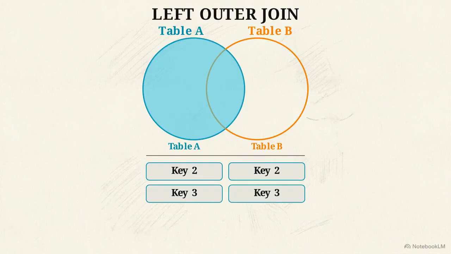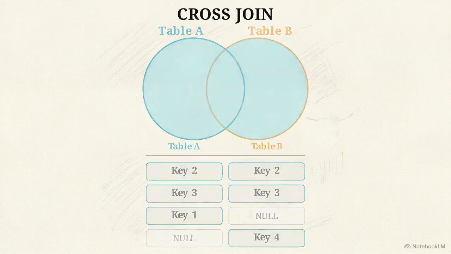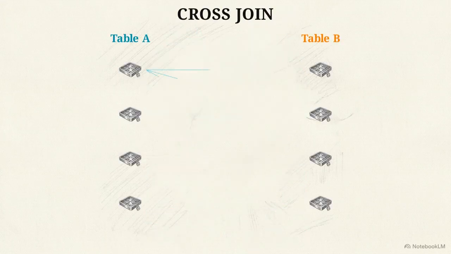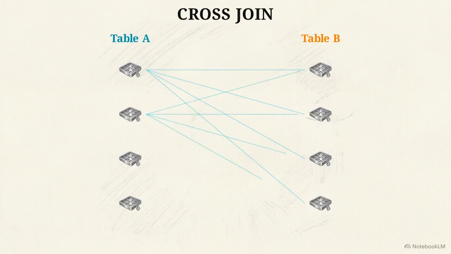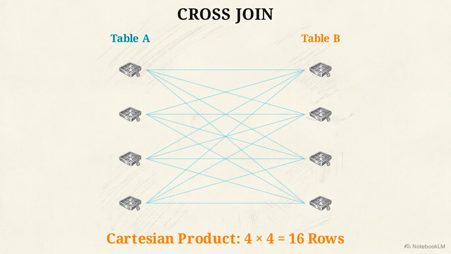Left and right outer joins return the entirety of one table. Where there is no relational match on the opposite side, the engine simply fills the void with null values. A full outer join captures everything, returning all rows from both datasets. It aligns the relational matches where it can and injects nulls everywhere else. A cross-join ignores relational keys entirely. It creates a Cartesian product, systematically multiplying every single row in the first table by every row in the second.